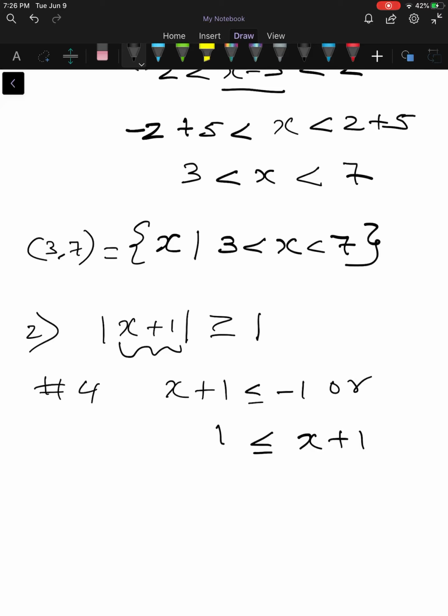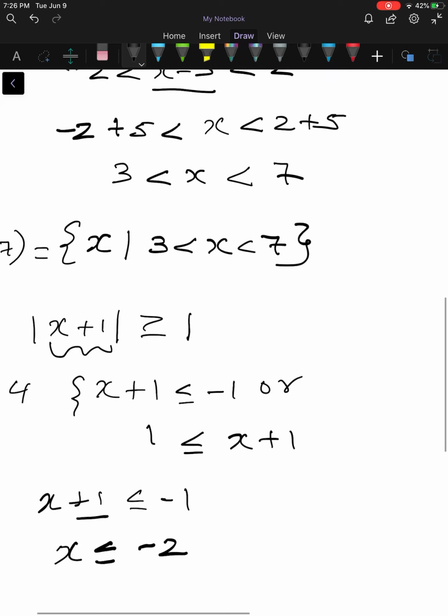So we shall solve each of the inequalities individually and find out the values and the intervals that x satisfies, either of them or both. If I consider the first part of the inequality, that would give me x plus 1 less than or equal to negative 1. So I should eliminate plus 1 in this expression. I will subtract 1 on both sides, and I will get x less than or equal to negative 2.